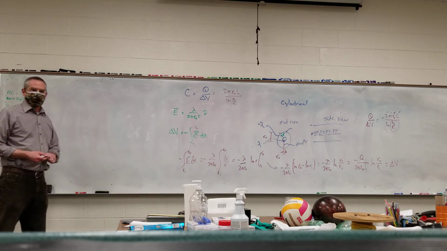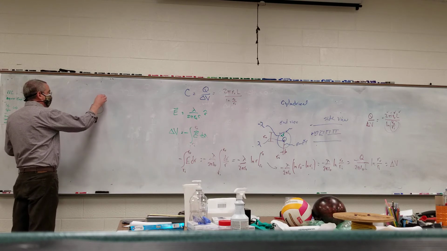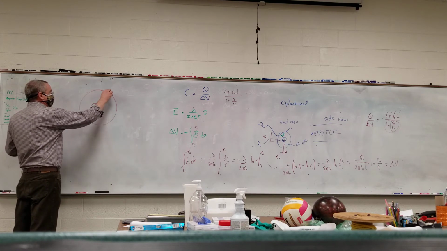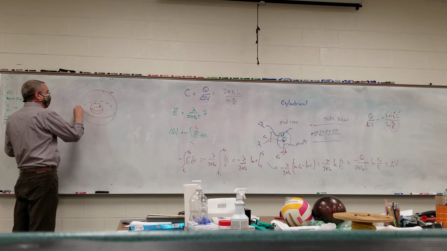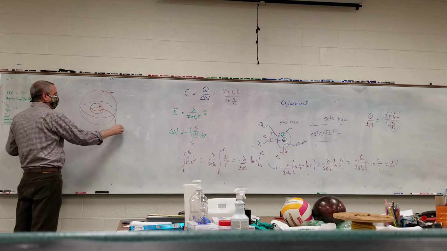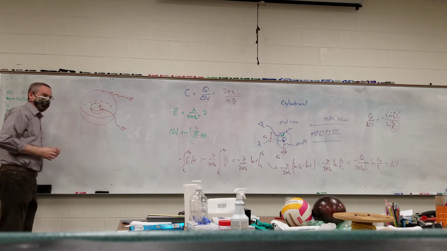All right, the spherical capacitor. Make the inside positive and the outside negative, so these are spheres. So this has some surface charge density sigma, and this has some surface charge density of negative sigma.